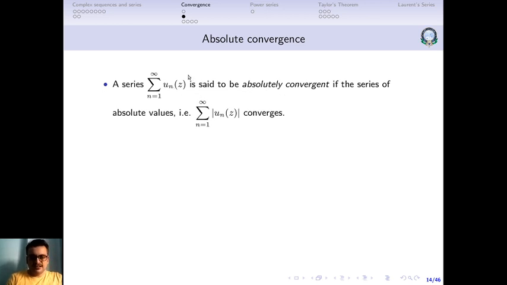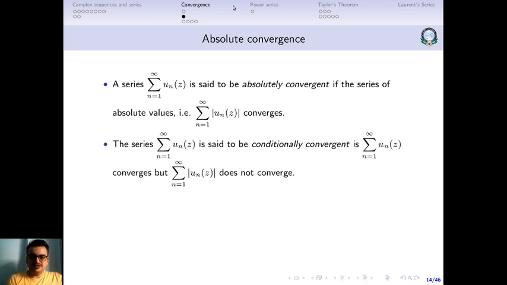Now if I take the modulus of this, the first element will be modulus of sine z plus modulus of sine twice z plus modulus of sine thrice z, and so on, that corresponding series. If that corresponding series converges, then we say that this original series is absolutely convergent. In other words, series un is said to be absolutely convergent if the other series, which we get by taking the modulus of the individual members and adding them all together, converges. Then the original series is also said to be absolutely convergent.